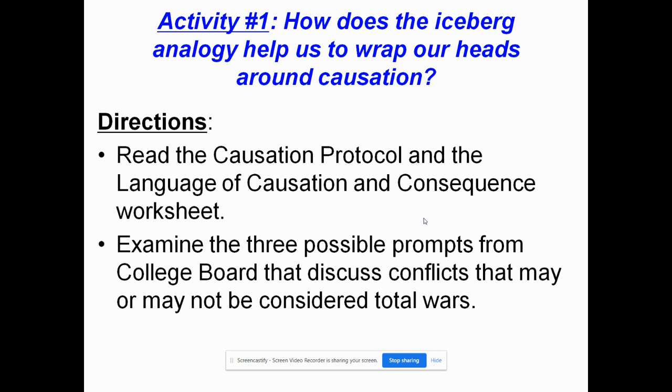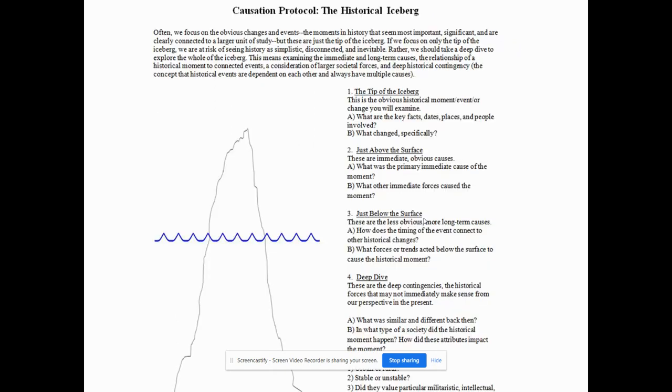So there are three possible prompts from the College Board that discuss conflicts that may or may not be considered total wars, but they do organize it by specific periods in world history. So this is the iceberg. So just like the analogy of an actual iceberg, where just a little bit, the tip of the iceberg is the most obvious examples, then what you can see on the surface, and then below the surface, what's happening.